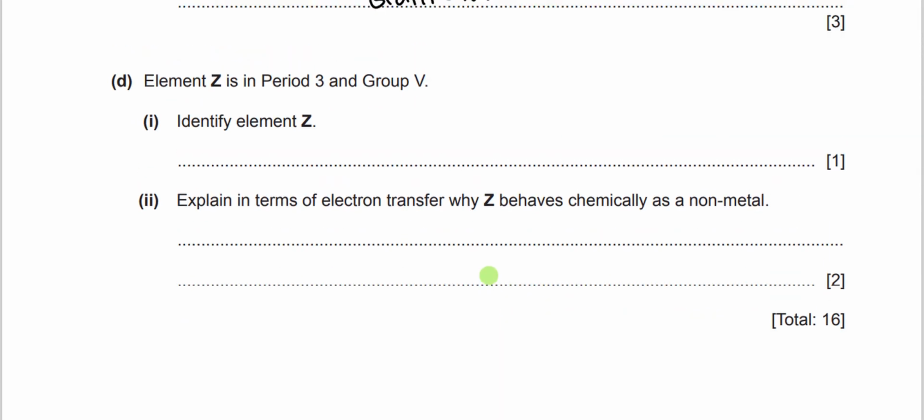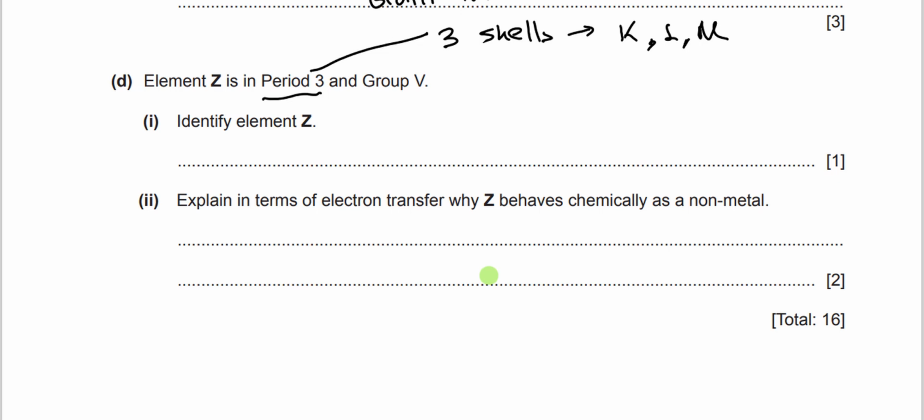And the last question here says element Z is in period 3, group 5. Now, for it to be in period 3 means that it has 3 shells, right? That's the K, L and M shells, the electrons in the K, L, M shells. Now in group 5, it means that it has 5 valence electrons, that it has 5 electrons in its outermost shell.